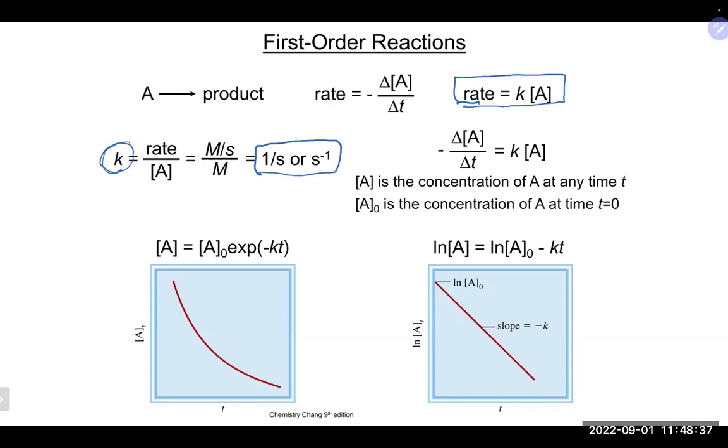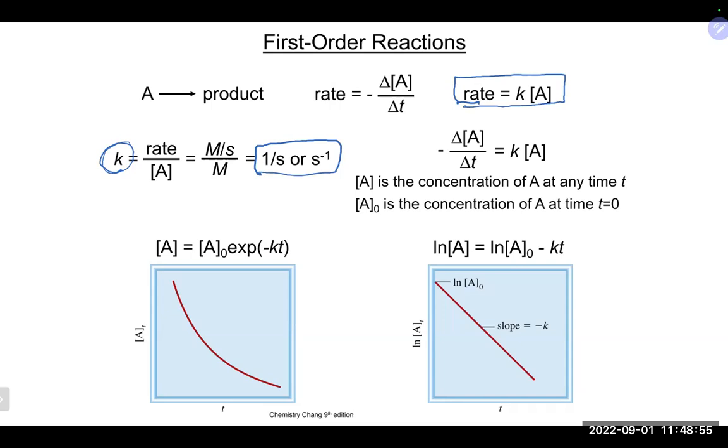But does it always have to be seconds? The answer is no. It's actually 1 over a unit of time. Could be minutes, could be hours, could be days, could be weeks, could be years. But some type of 1 over a unit of time is very indicative of a first order reaction.